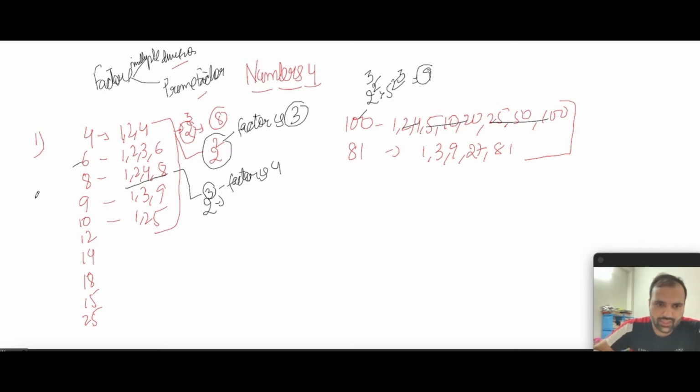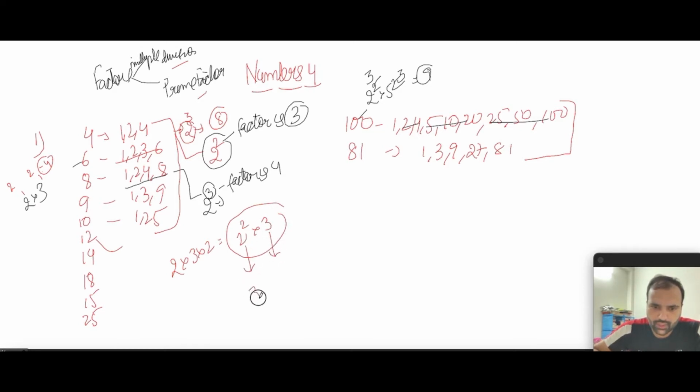Similarly, if we want to write 6, we can write 2 into 3. Now what do we see here? 2 has power 1 and 3 has power 1. So how many factors would we have? 2 into 2 equal to 4. Yes, 4 factors. Any number you can take, say 12. So 12 will be 2 into 3 into 2, so it should be 2 square into 3. The number of factors should be 3 into 2 equal to 6.